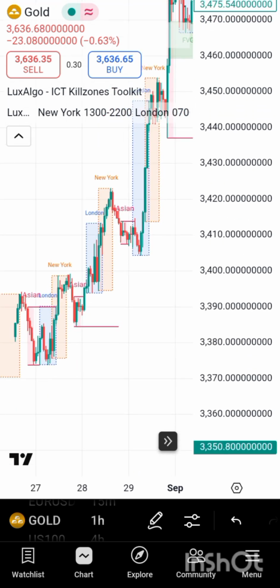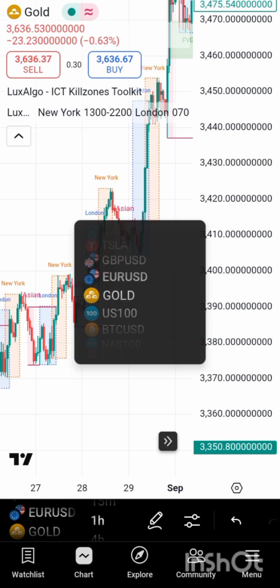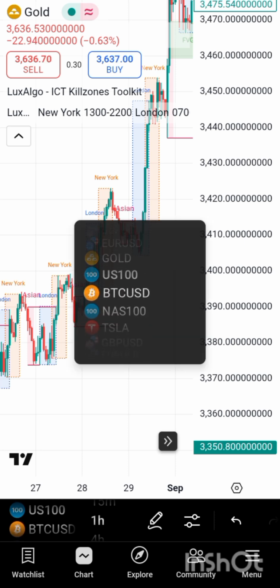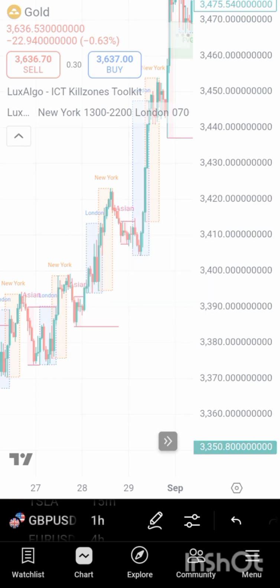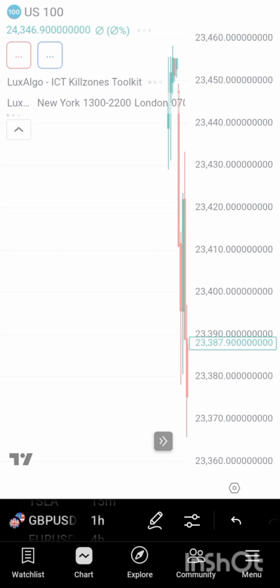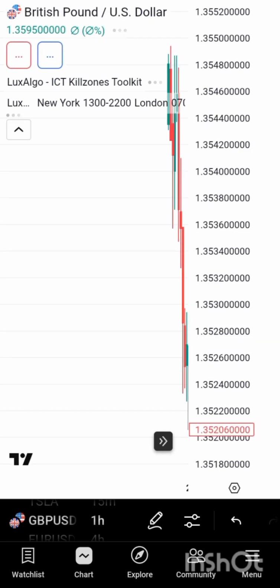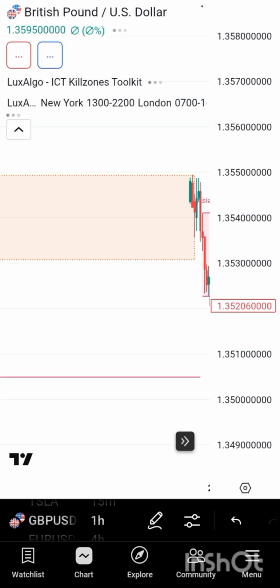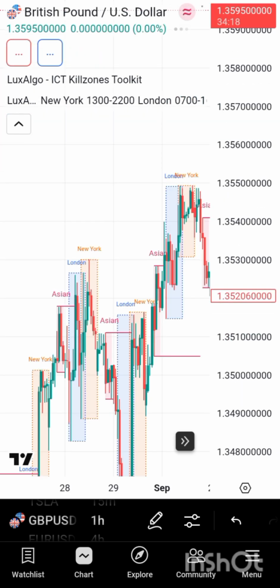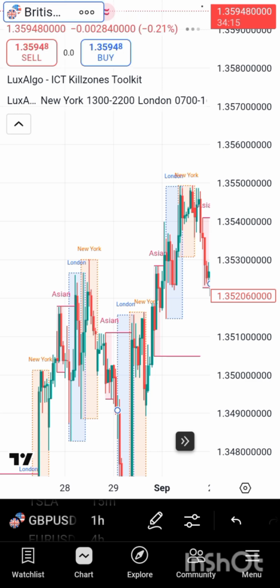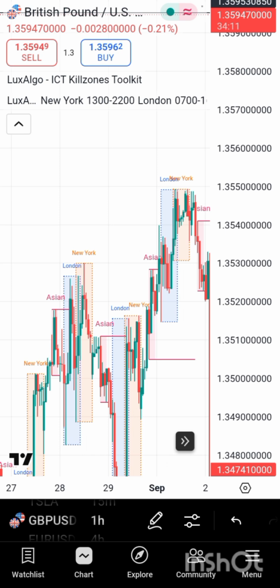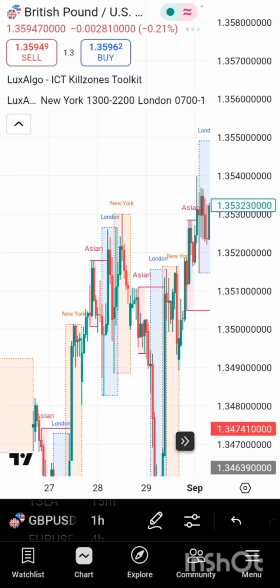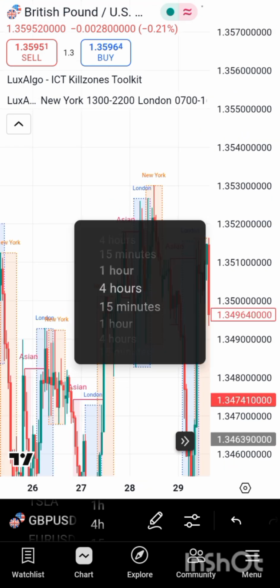Maybe we can check on another pair, so let's check on GBP/USD, so that we can find supply zones, because gold is in an uptrend and it's not easy to find the supply zones there. Let's go to the 4-hour time frame.